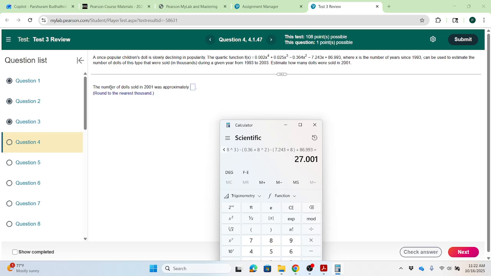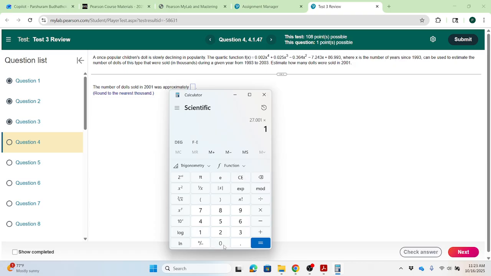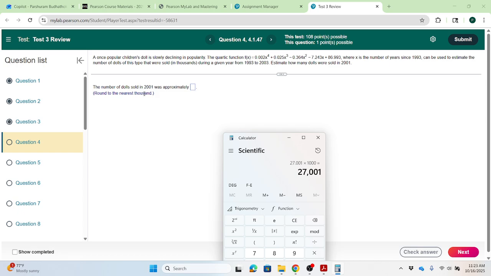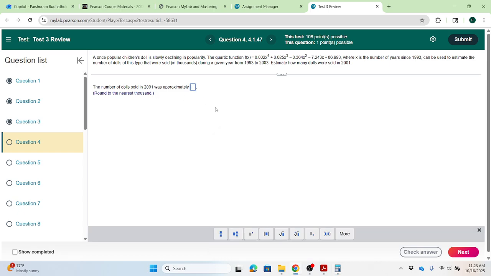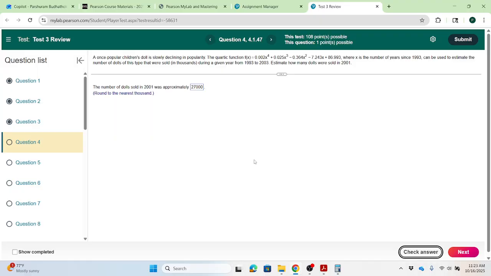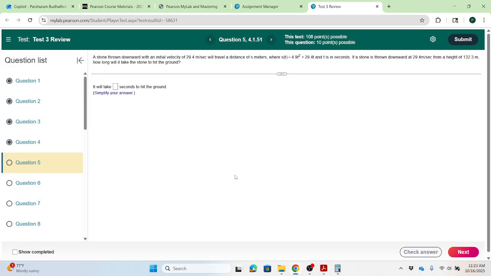It's 27,000. Okay, these numbers are in thousands. If you look here, where x is the number of years since 1993, it can be used to estimate the number of dolls of this type in thousands. So it's supposed to be 27,000. If you multiply that by 1,000, it's 27,000. Round to the nearest thousand. So 27,000. Okay, just plugging in the value after finding the value of x.